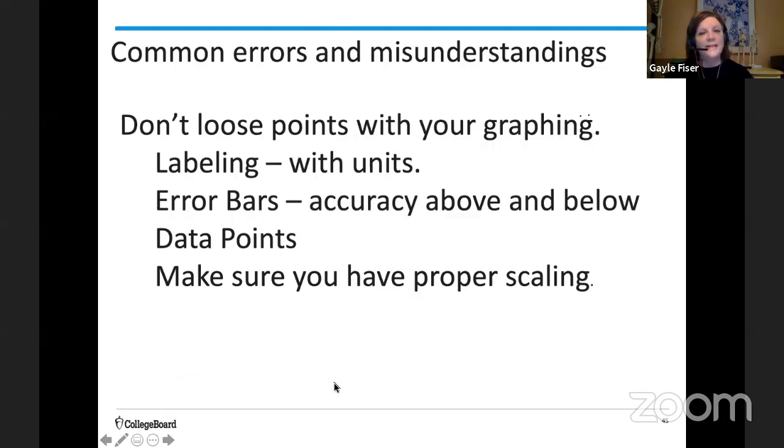Common errors and misunderstandings. I kept this brief because I knew I'd be running out of time. Don't lose points with your graphing. That's 3 points, and there's no reason to lose those. Don't be lazy with your labeling, okay? Put the units there, put everything there. Just don't leave anything behind. And then your error bars, you need to be accurate above and below, your data points in the right place, and scaling. You can't jump around. You can't say all of a sudden this one is 10 and then the next one is 50. Can't do that. All right, but don't leave those 3 points behind.